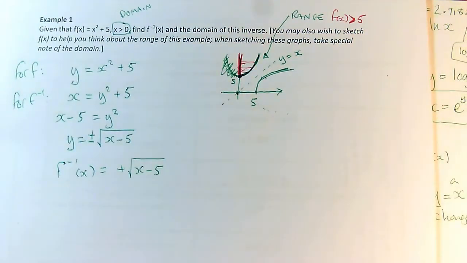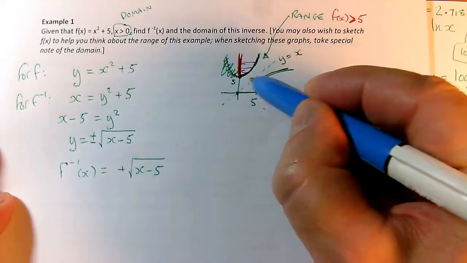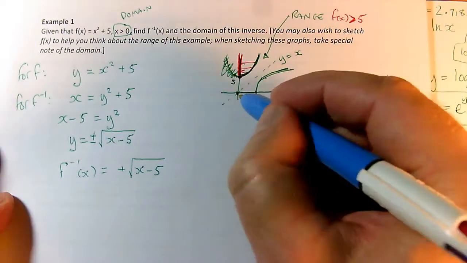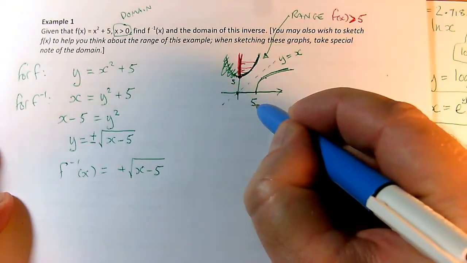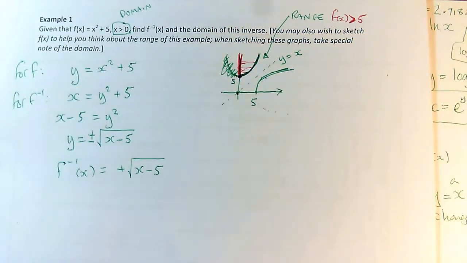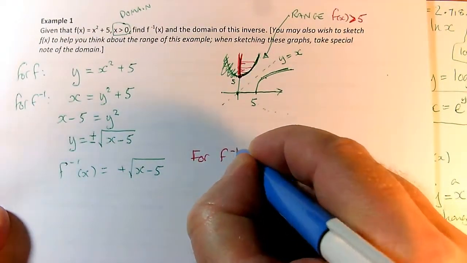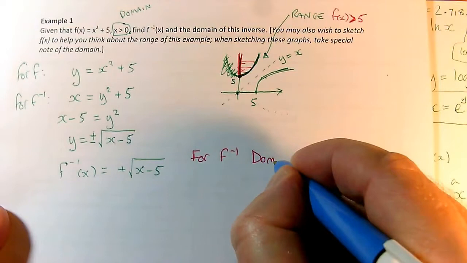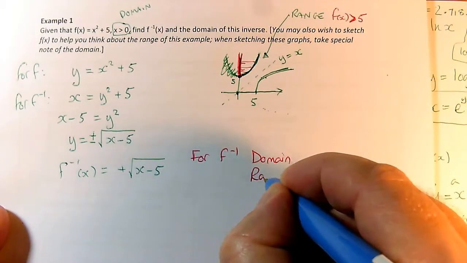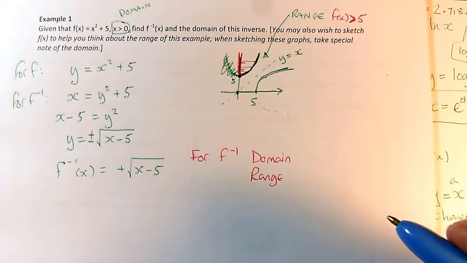Now, what's that got to do with the inverse function? Well, remember, for the inverse function, we're reflecting in y equals x. X and y are swapping places. The point 0, 5 goes to the point 5, 0. So that means that domain and range change places. So for my inverse function, my domain and my range are going to be exactly what the range and domain were for my original function, except the other way around.